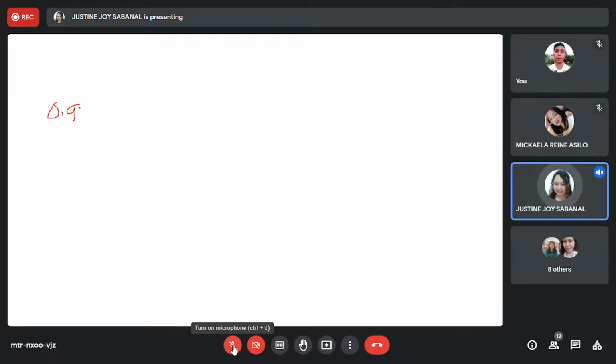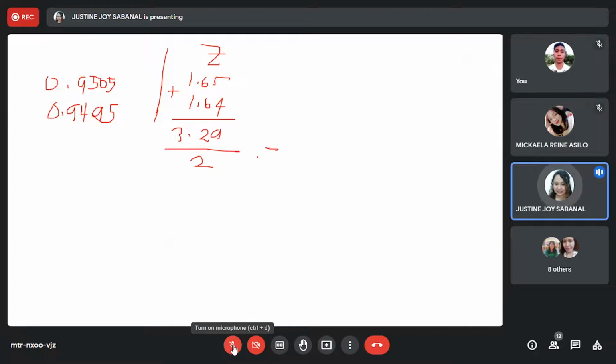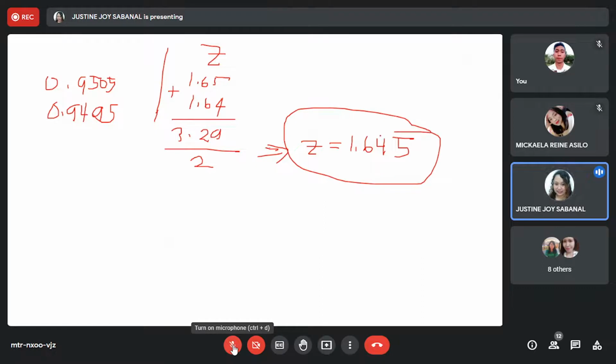Yes, for 0.9495, 0.9505, so meron tayong z-score na 1.65 at saka po 1.64. So, yung interpolation dito para lang kumukuha tayo ng mean. So, i-add nyo lang yung dalawang z-score na yan, tapos i-divide nyo kung ilan sila. So, we have a sum or a total of 3.29 divided by 2. So, now, yung atin pong z-score ay equivalent sa 1.645. So, ito na yung magiging final answer ninyo.